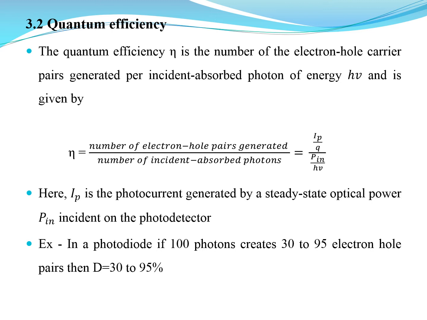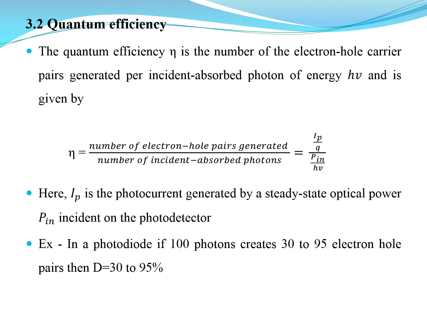generated, that is IP by q. So this is the number of electron-hole pairs generated by the number of incident absorbed photons, based on the incident light which is falling onto the photodetector material. So that is P_in by hν. IP is the photocurrent here. IP is the photocurrent generated by the steady-state optical power P_in, which is the input power incident on the photodetector.